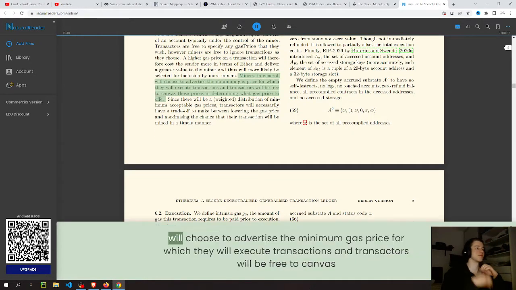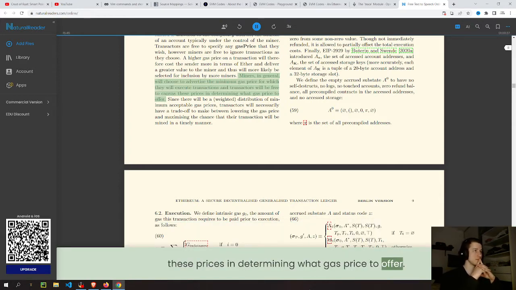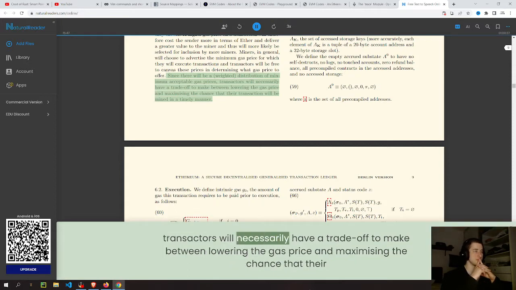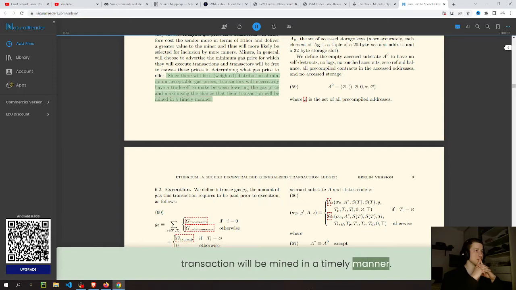Miners, in general, will choose to advertise the minimum gas price for which they will execute transactions, and transactors will be free to canvass these prices in determining what gas price to offer. Since there will be a distribution of minimum acceptable gas prices, transactors will necessarily have a trade-off to make between lowering the gas price and maximizing the chance that their transaction will be mined in a timely manner.